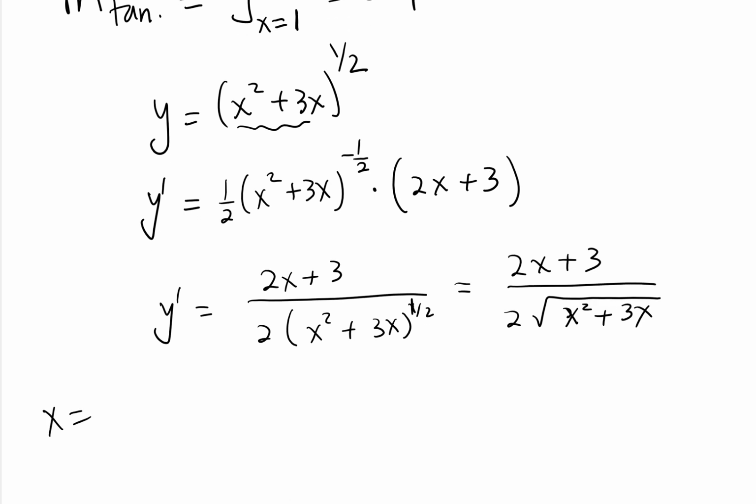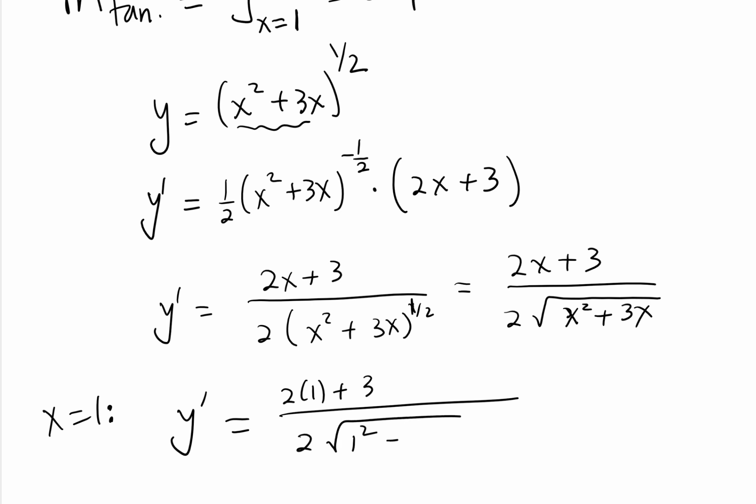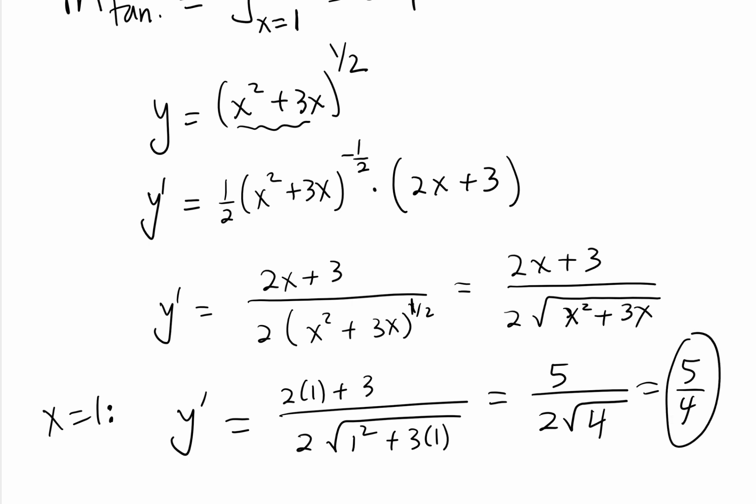When x is 1, y prime would be 2 times 1 plus 3 over 2 square root of 1 squared plus 3 times 1. 5 over 2 square root of 1 plus 3, which is 4. And we know square root of 4 is 2. So 2 times 2 becomes 4. That's the slope of the tangent line.